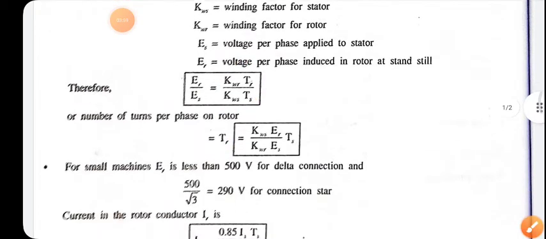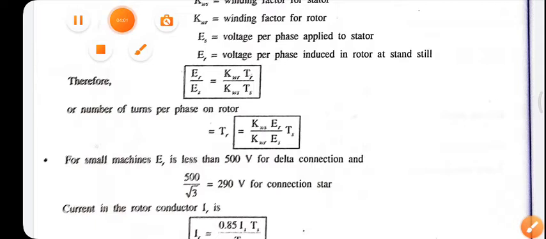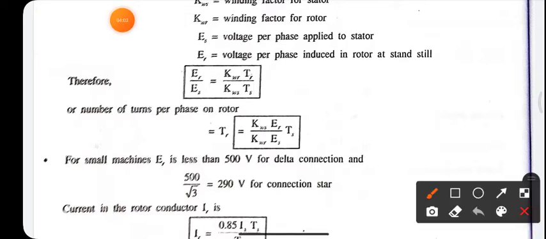Now moving further, smaller machines. In the smaller machines, ER, that is the induced EMF in the rotor, is less than 500 volt for the delta connection, and if it is a star, we need to convert that. So we will get 500 upon root 3, which is equal to 290 volt for the star connection. So these are the factual data. You must remember the number of turns per phase in the rotor is given by the equation. So you have to remember this equation.